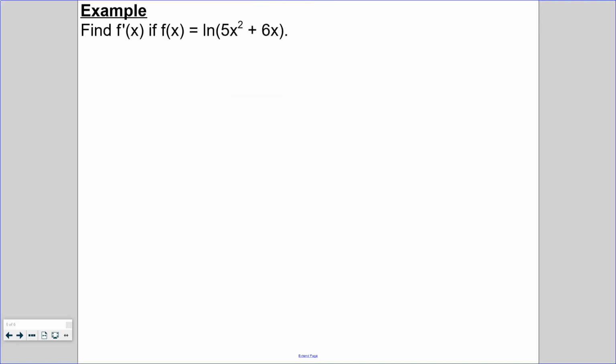And our final example, f prime of x is what we're trying to find if f of x is equal to the natural log of 5x squared plus 6x. So we do have a function inside of our natural log function here. We're going to let u equal the inside, 5x squared plus 6x, which means the derivative of that is going to be 10x plus 6. So we can go ahead and take the derivative of that.